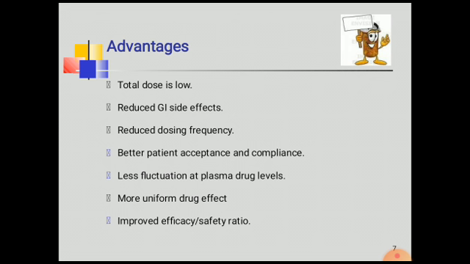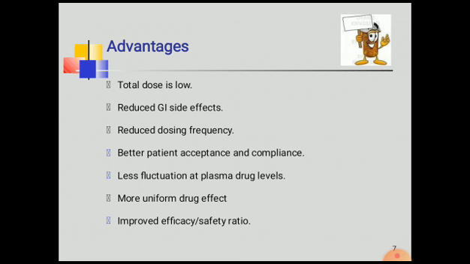Better patient acceptance and compliance. Less fluctuation in plasma drug level, so we can reduce that peak and valley in a CDDS system. More uniform drug effect we can observe in a CDDS system, and improved safety ratio is also high in a CDDS system. So these things we can write when they ask for comparison between the conventional dosage form and CDDS system. We can write this point also.